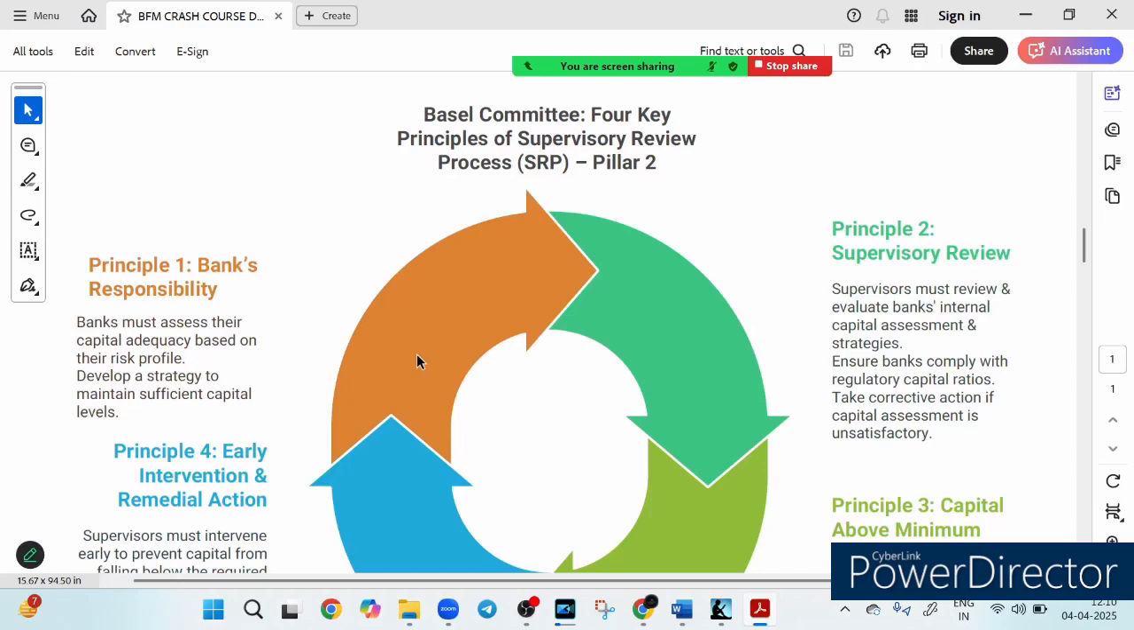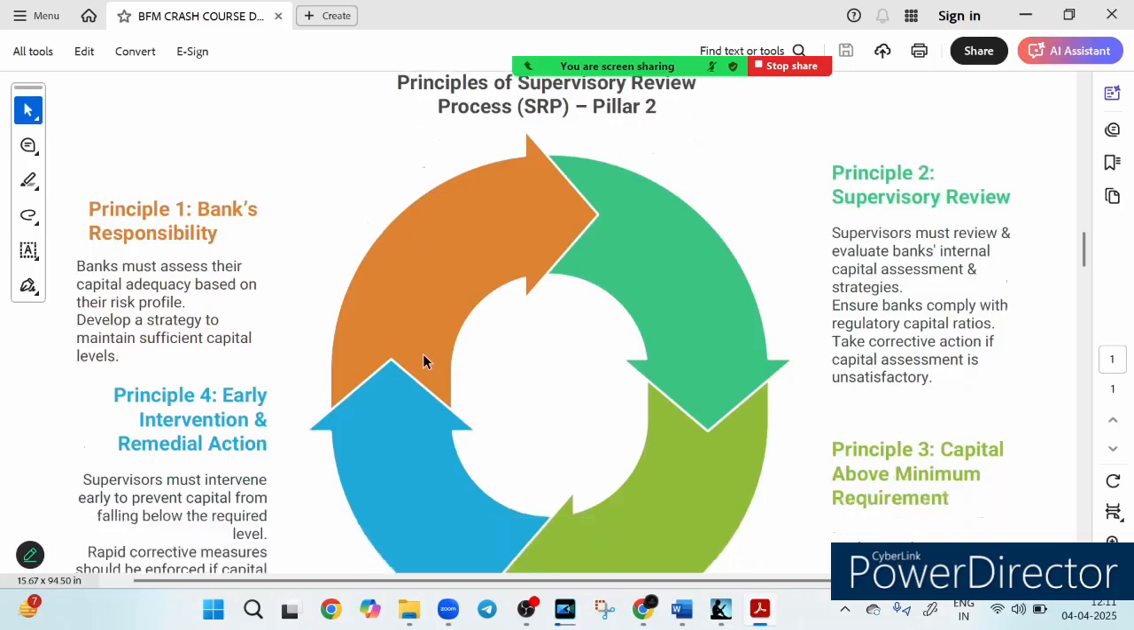Let's shift our focus to pillar 2. And pillar 2 is what? Strong supervisory review process. So pillar 1 was what? Minimum capital ratio or capital adequacy ratio. Pillar 2 is what? Strong supervisory review process. You know it, SRP. And pillar 3 is regarding the disclosure. So there is a separate chapter on disclosure, but now we are focusing on pillar 2, that is supervisory review process. So let's break down the 4 key principles that keep our banking system resilient.